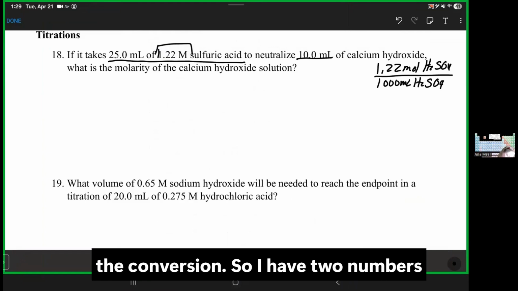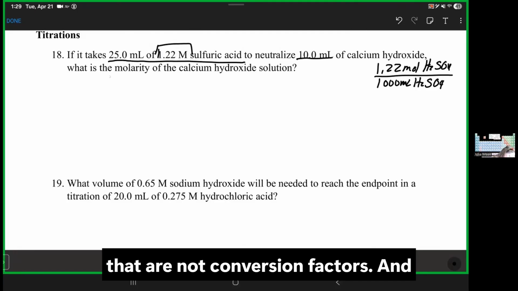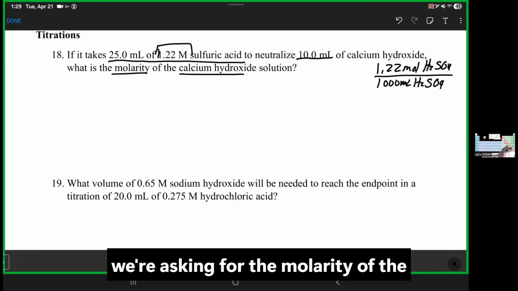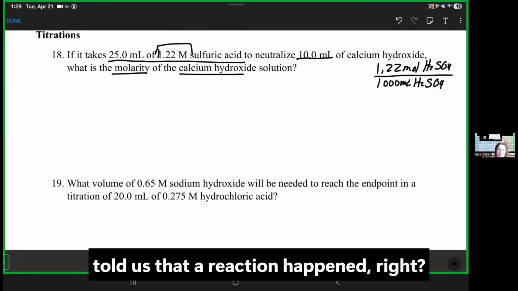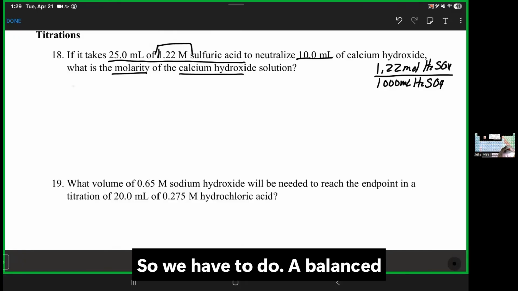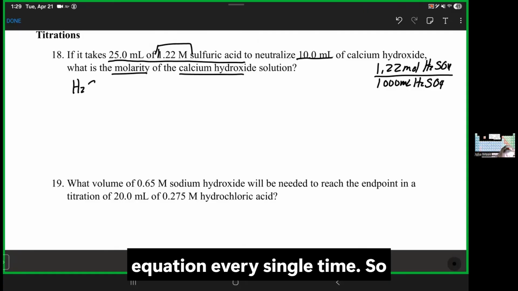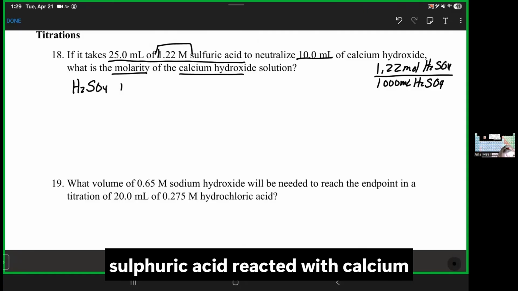So I have two numbers that are not conversion factors, and we're asking for the molarity of the calcium hydroxide. First of all, they told us that a reaction happened, so we have to do a balanced equation every single time. So sulfuric acid reacted with calcium hydroxide.